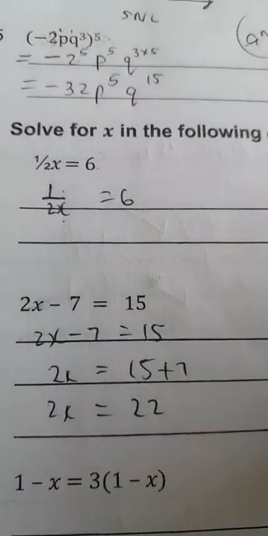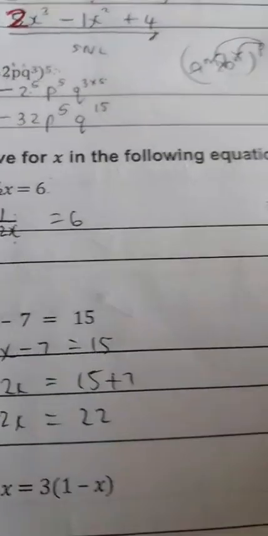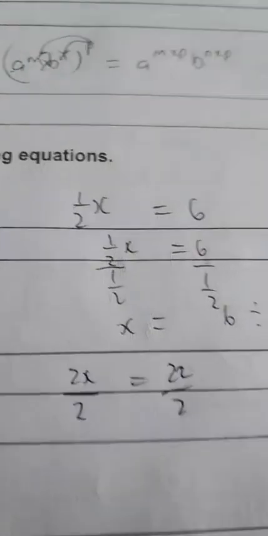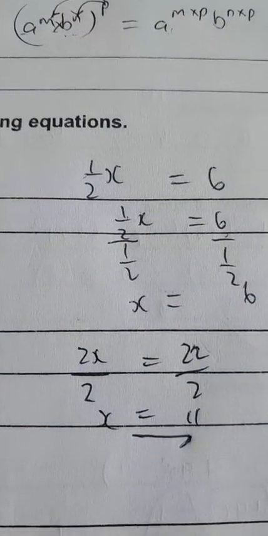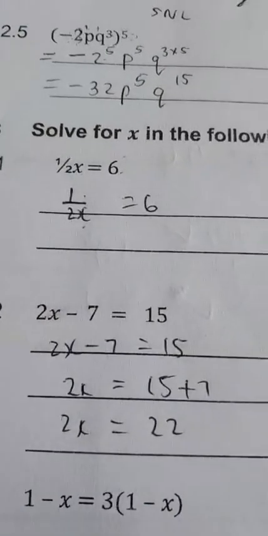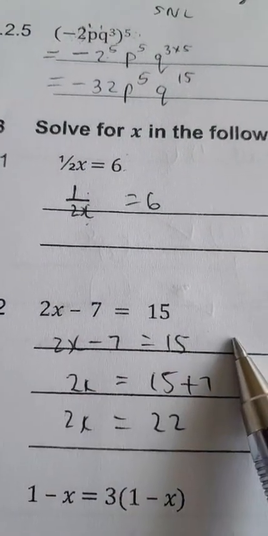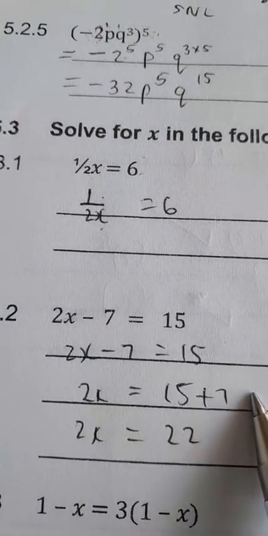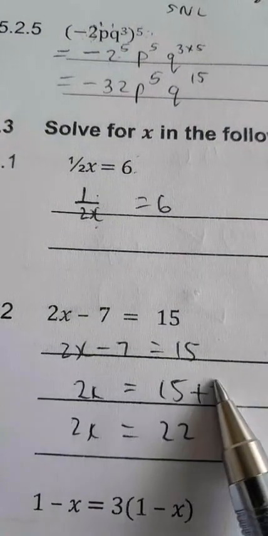Now what do we do next? We take the coefficient of x, which is 2, and divide both sides by it. Then x is equal to, what's 22 divided by 2? That's 11. So once again, just to go back: 2x minus 7 is equal to 15. How do we solve for x? We take the negative 7 and transpose it to the other side. 2x is equal to 15 plus 7, which is 22.